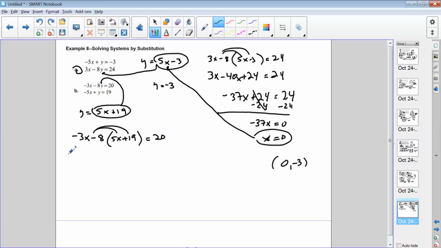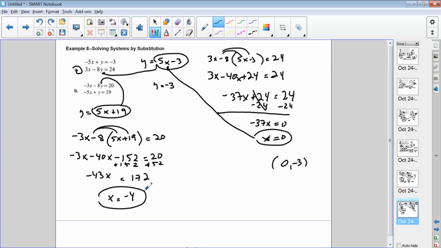And distribute again. And I get negative 3x minus 40x minus, and I have negative 8 times 19, and that's going to be negative 152 equals 20. So if I combine here, I'm going to get negative 43x, and I'm going to add the 152 over here, and that's going to give me 172. And 172 divided by negative 43, I'm going to get x equal to negative 4.